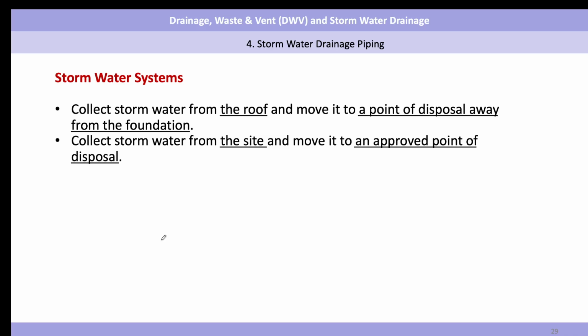And then we said we have to remove the wastewater from the plumbing fixtures. We also need to consider removing storm water, like rainwater on the roof and on the floor of the site, that collects storm water from the roof and moves it to a point of disposal away from the foundation. Collect storm water from the site and move it to an approved point of disposal.